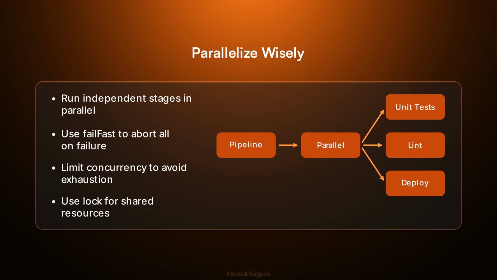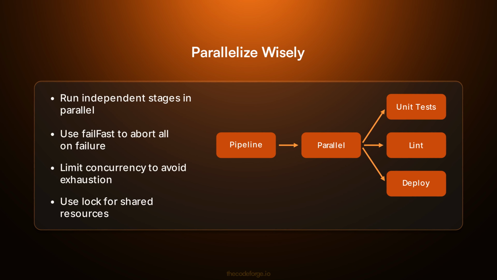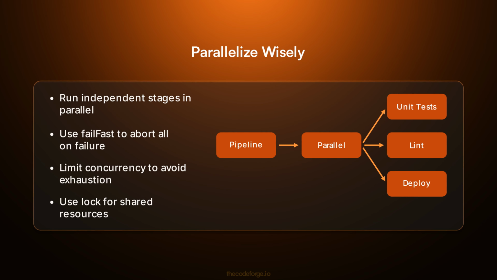To speed up pipelines, run independent stages in parallel. However, too much parallelism can exhaust agents or cause resource contention. Use failFast true to abort all branches if one fails, and use lock steps to prevent concurrent access to shared resources like a deployment server.